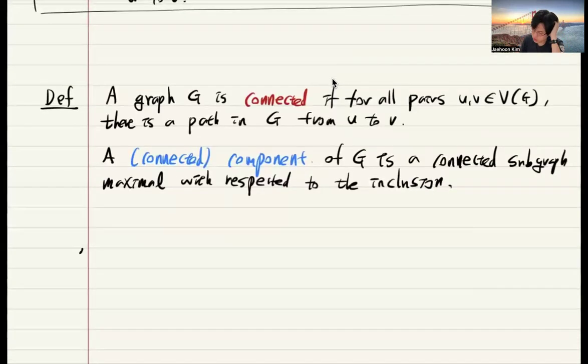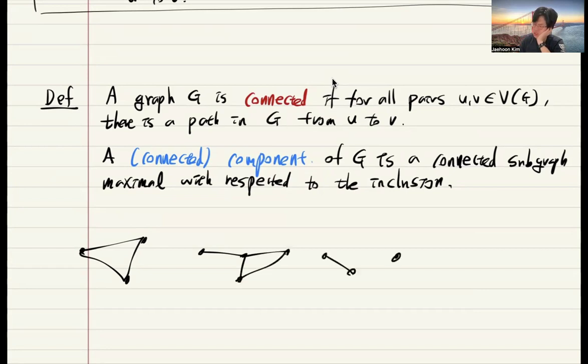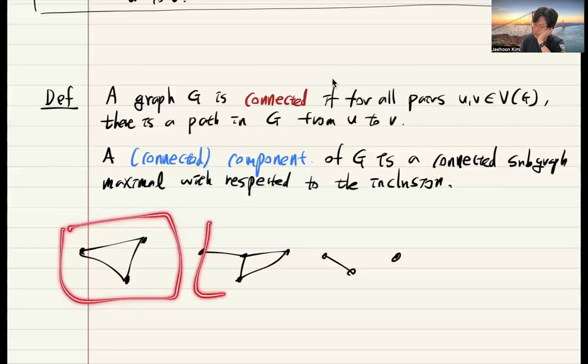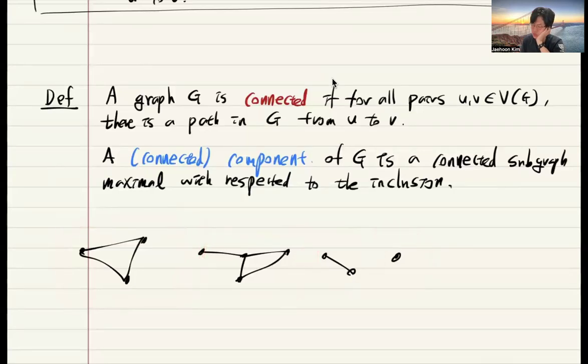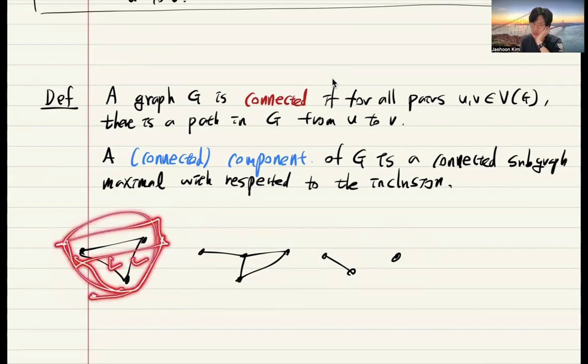So for example, if you have this graph, then it's easy to check that this is a component, this is a component, this is a component, this is a component. So this is a connected graph, connected subgraph, but it is not maximal with respect to the inclusion because you can include this one vertex more and two edges to get the connected component.